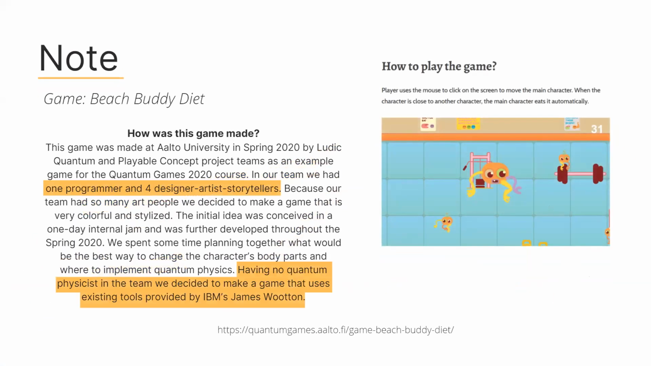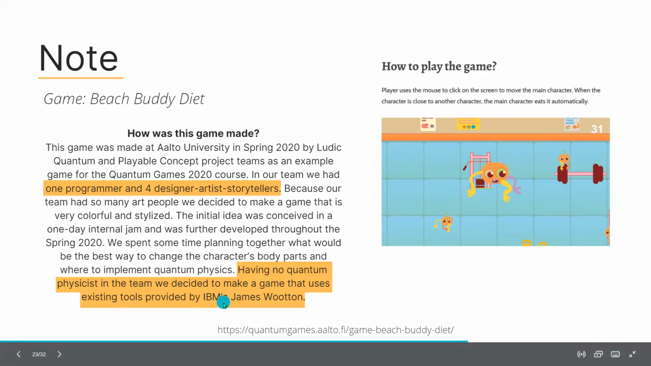Okay, as a little note here, we had to play the games to do the categorization correctly. So in this particular game, this is the principal character, and this is a little monster generated by quantum random numbers. I put it here because they had one programmer and 4 designers, artists, and storytellers. And having no quantum physicists in the team, they decided to make a game that used existing tools provided by James Wooten.